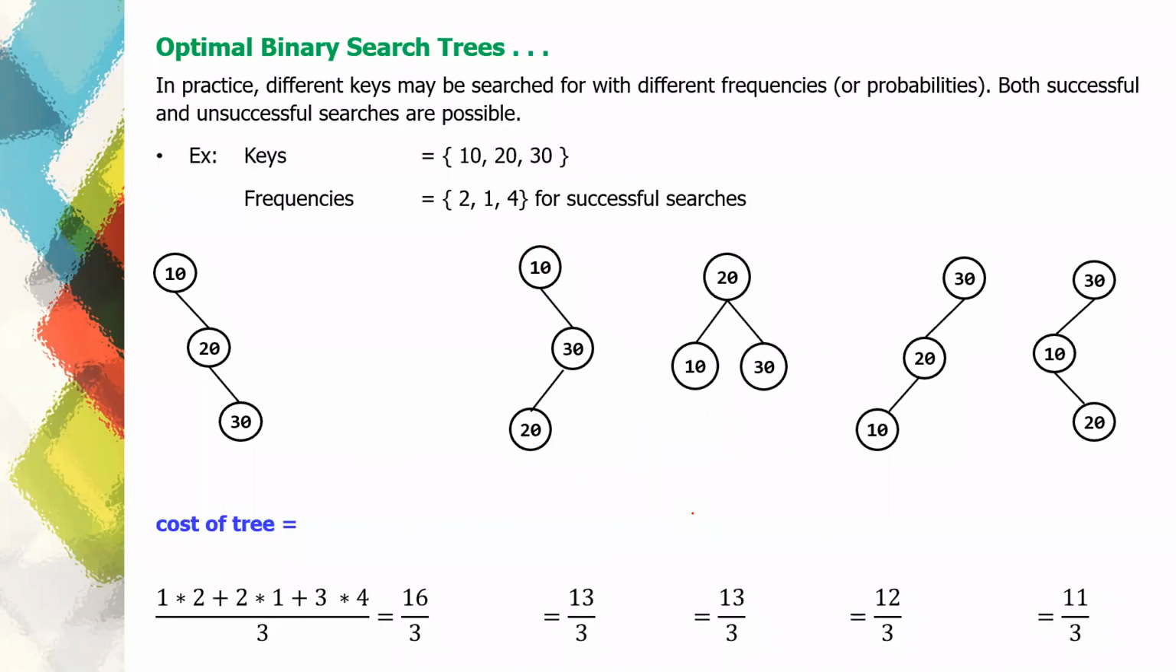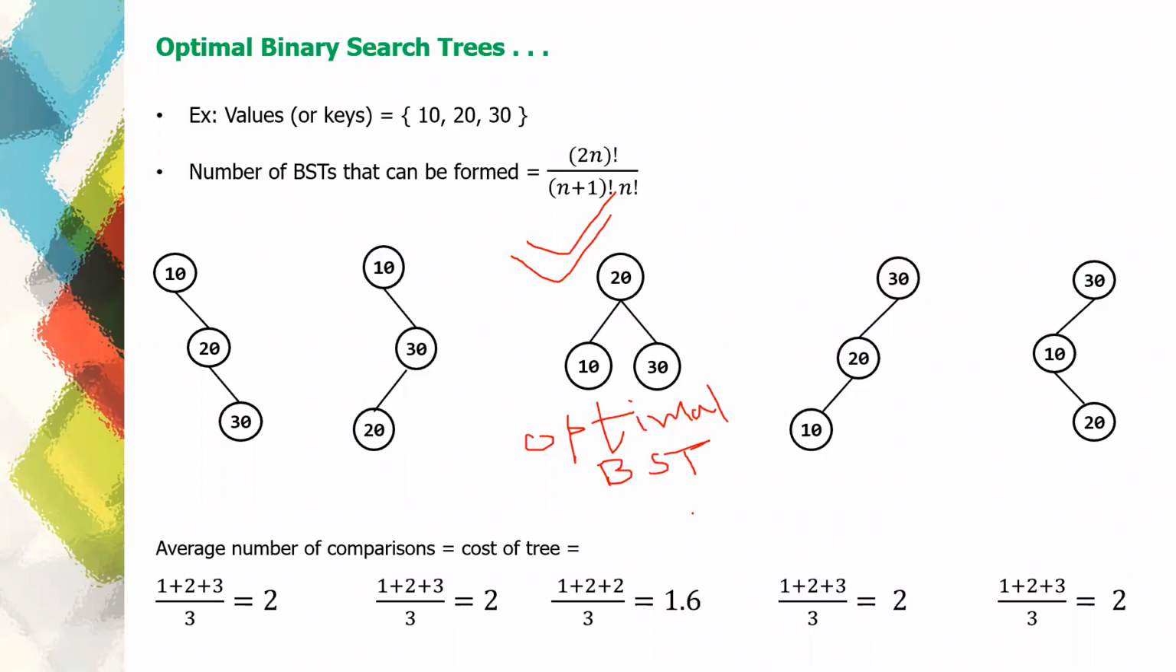Now, in the previous problem here, I have taken 3 keys, 10, 20, and 30, and I have assumed that all the 3 keys have the same probability of search. That is, the value 10, the value 20, and the value 30, all of the 3 values will be searched equally in the database.